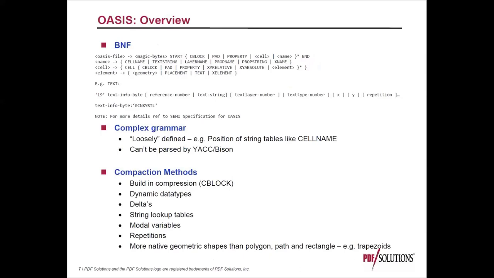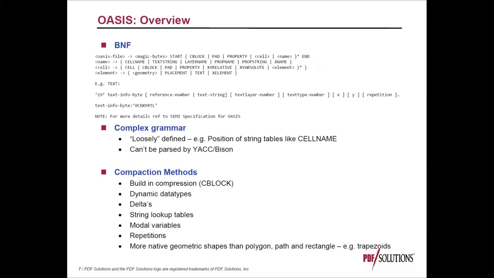So let's look at the first line again. An OASIS file has a starting byte, they call it magic bytes. It's just an identifier which clearly says this is OASIS. And then a start record, and then some optional things, meaning there's an OR essentially: either a C block, a pad, a property, a cell, a name, and then that's it. And multiple of these. And here starts the problem with OASIS.